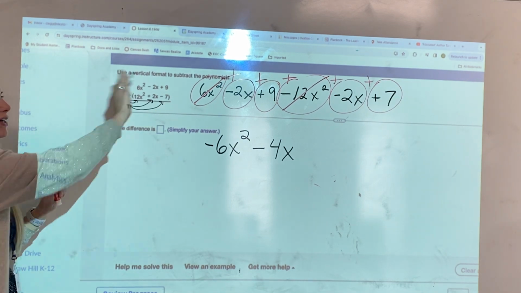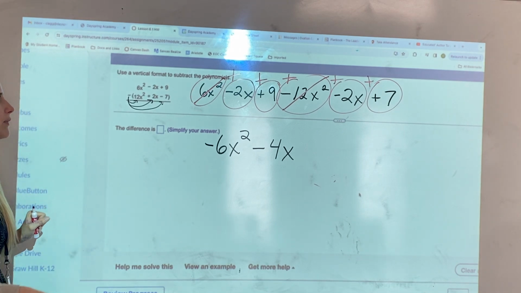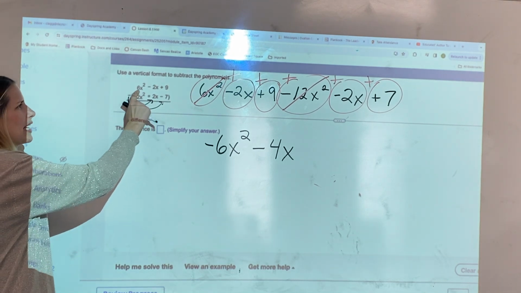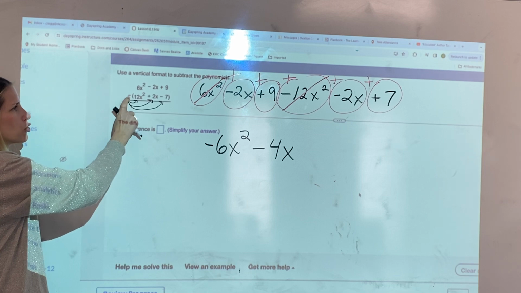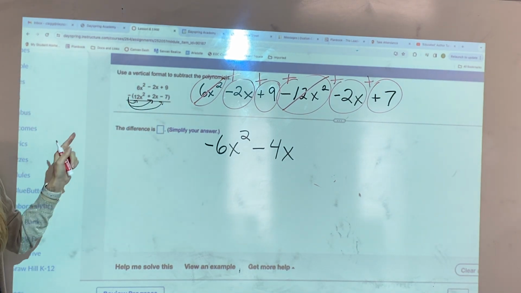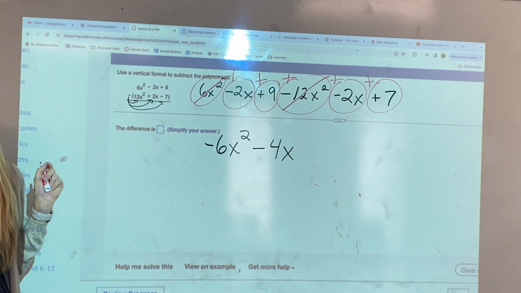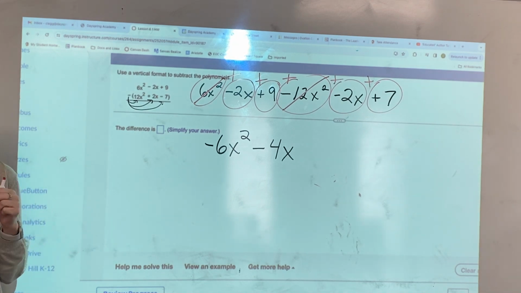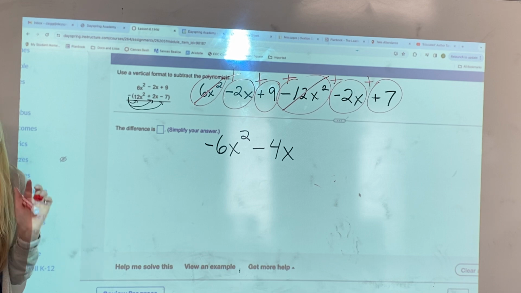Okay, so forget about all that. I'm backing way up. Here's the original problem. It says to take this polynomial and subtract this polynomial. It tells us to do it vertically. There's nothing wrong with it. I just don't think it's very easy.